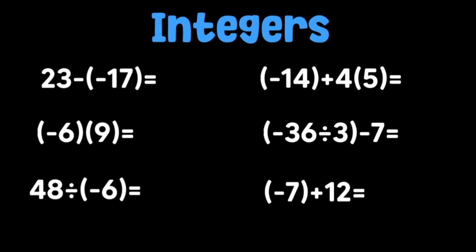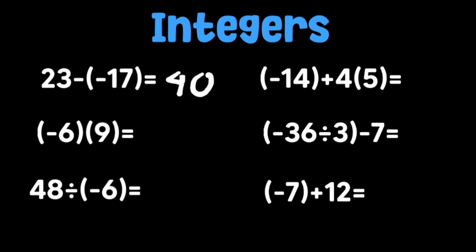Okay, so in the first one, we have 23 minus -17. Here, naturally, these two would become a positive sign considering the laws of the signs. So we would now have 23 plus 17. That naturally would give us 40.